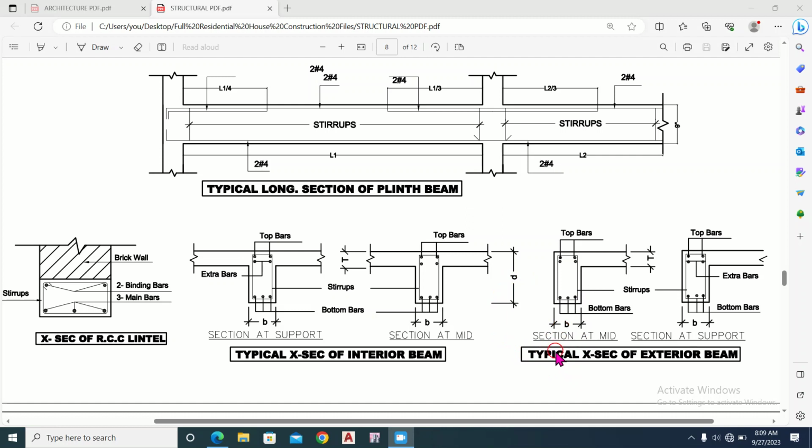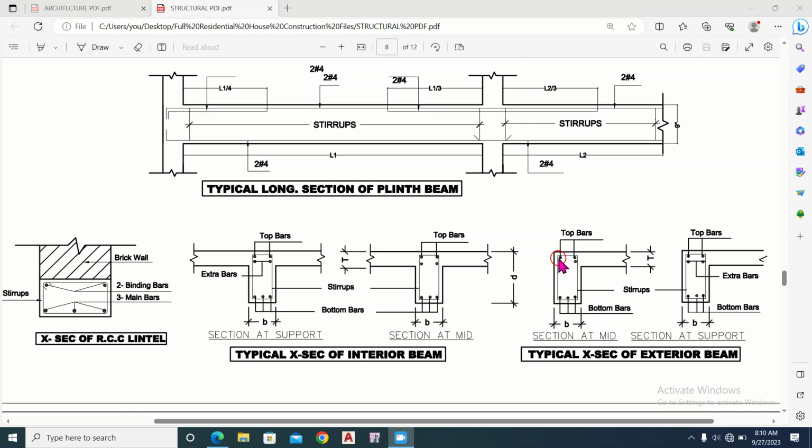Now we have to proceed to the next cross section, which is the cross sectional detail of the exterior beam, means at the edge. Is the beam monolithic with the slab and it lies at the edge. So these are the three main bars at the bottom. This is the top bars. This is the thickness of the slab. This is the width of the beam, and this is the section of the beam, of the exterior beam at the mid.